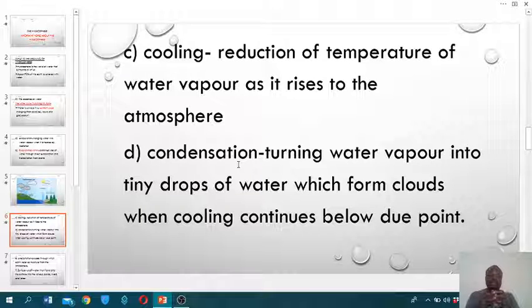These clouds later on become very heavy in the atmosphere. They cannot be hanging there all the time. They will have to fall down, they'll have to drop as rain. So it is a process where water vapor changes into tiny drops of water.